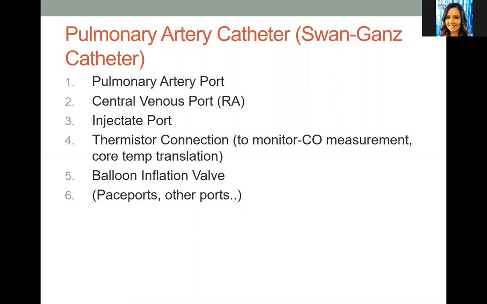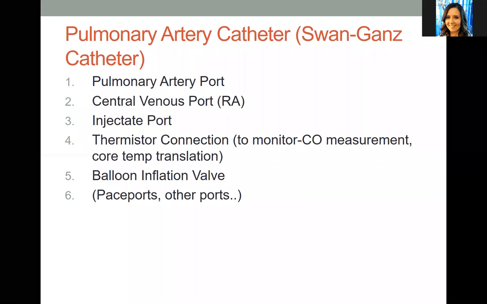We also have a thermistor port, which is the port that measures our core temperatures, and it can also measure our cardiac output. Usually a pulmonary artery catheter is inserted through a large vein, like the subclavian vein. It's inserted through some sort of sheath. So they actually stick the vein, put a sheath in, and then thread the catheter through that sheath.